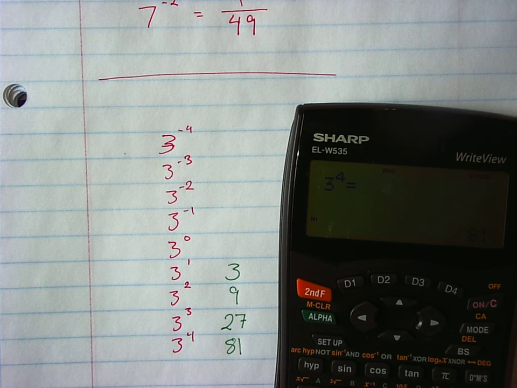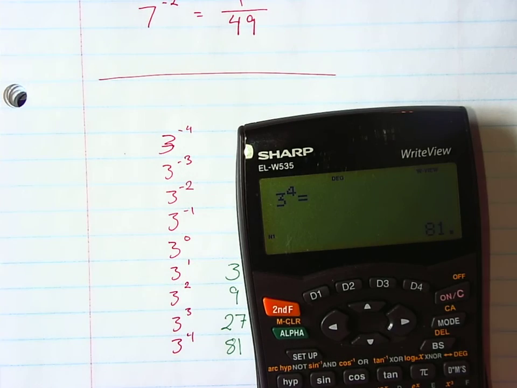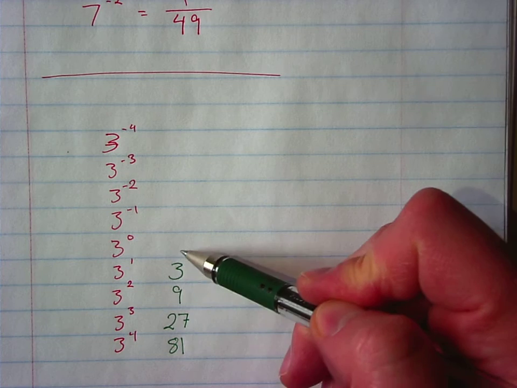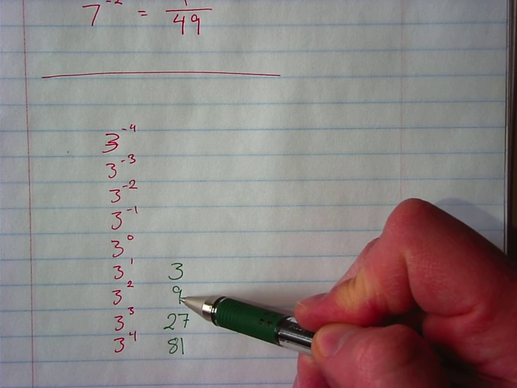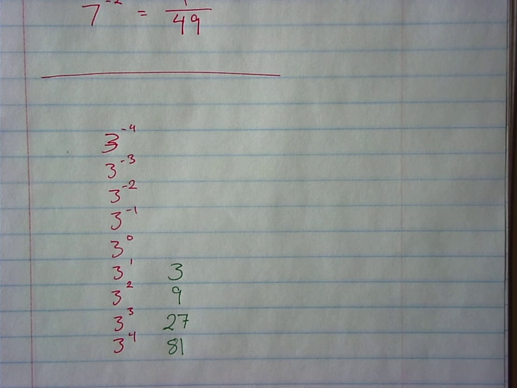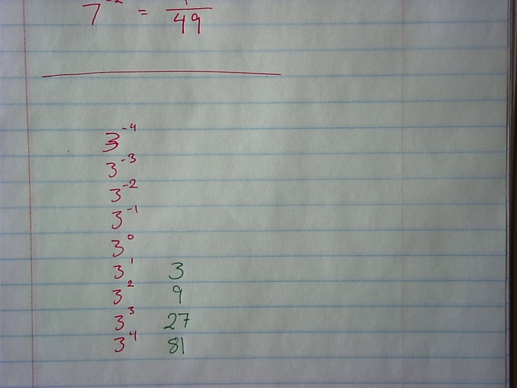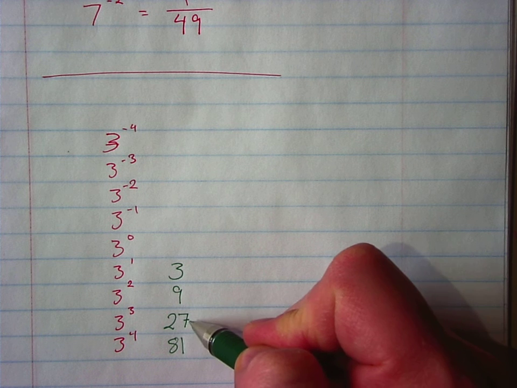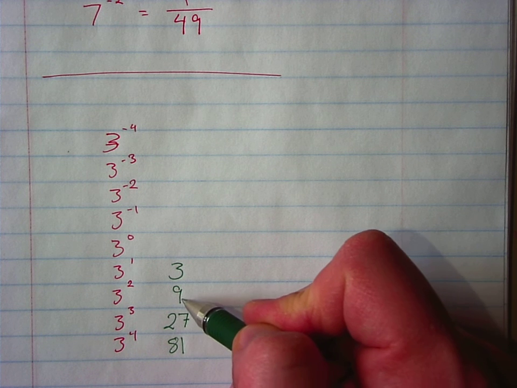So when you're going this way, you're multiplying. 3 times 3 times 3 times 3. Next one we would multiply by 3, and we would get 243. Then we'd have 729, 2,187. Well, let's go the other way. What's 81 divided by 3? 27. What's 27 divided by 3? 9. What's 9 divided by 3? What's 3 divided by 3?